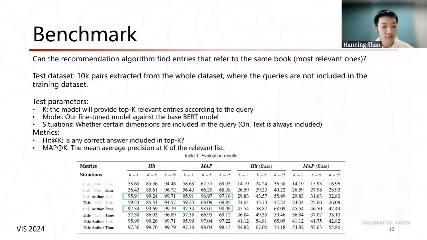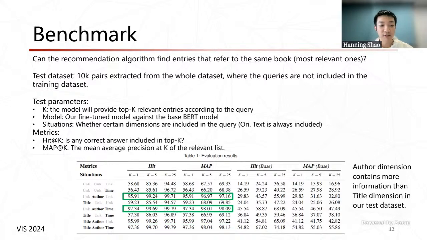And there is also an interesting thing that the author dimension seems to contain more information than the title dimension. And this is due to the pattern of our test data set, since we use the catalog data by modern scholars who tend to include the title in the original text when recording these books.